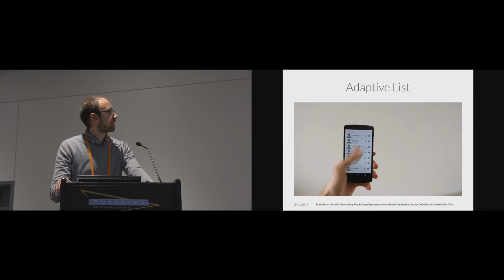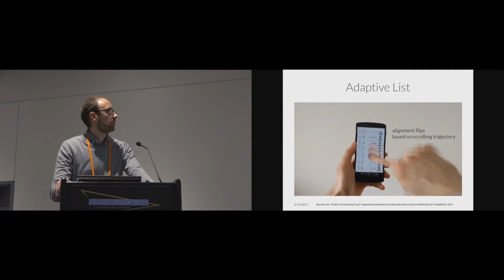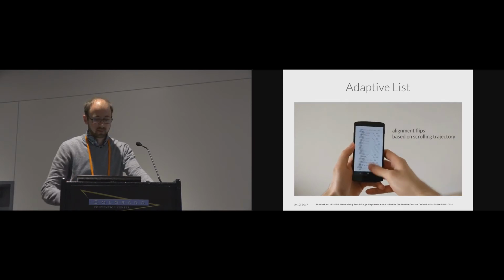And the final thing, so here's a contact list with buttons on one side and the names on the other side, and it switches the alignment so that the buttons are always close to your thumb, and the thumb does not occlude the text. That's the idea.